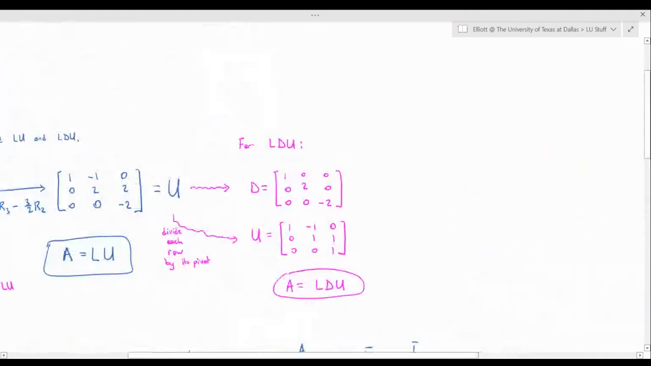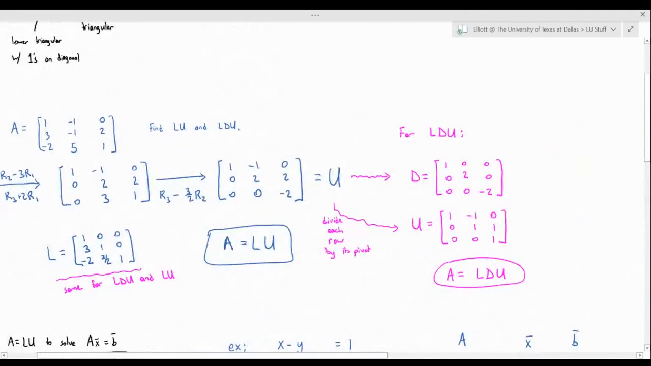Sure. In that example, we were using the LU factorization to solve, so that's why we were using this U over here. This is the new U from the LDU factorization, which we did not use.